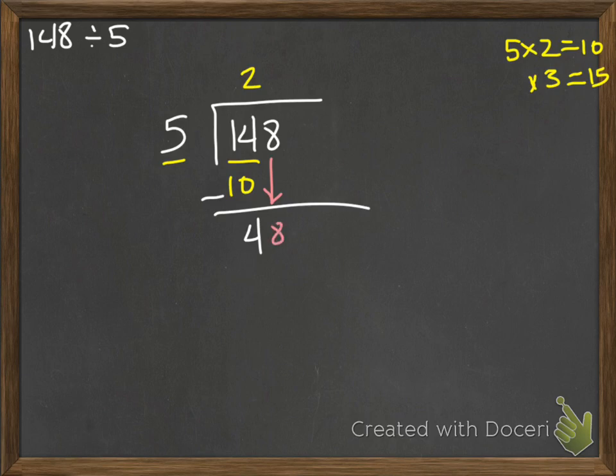So now we're going to look at this, and we're going to ask, how many times does 5 go into 48? Well, we know that 5 times 9 is 45. We know that 5 times 10 is 50. So we're going to use 5 times 9.